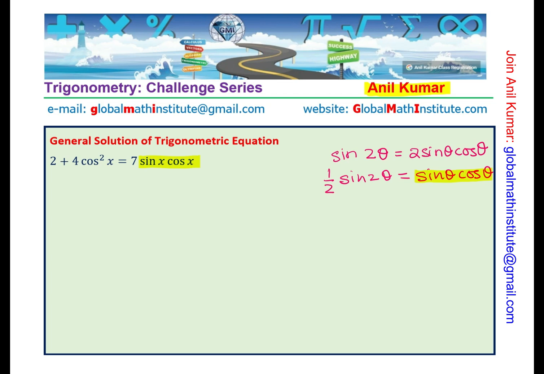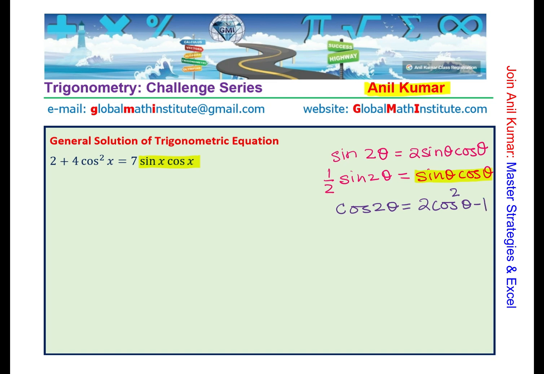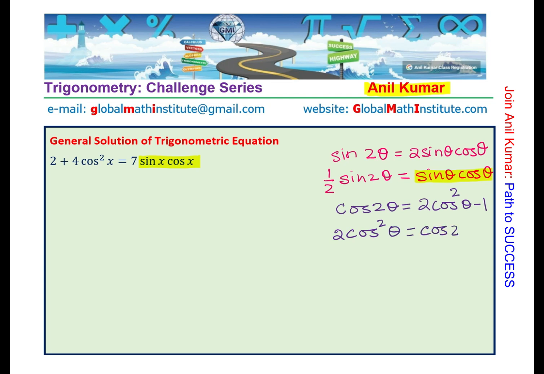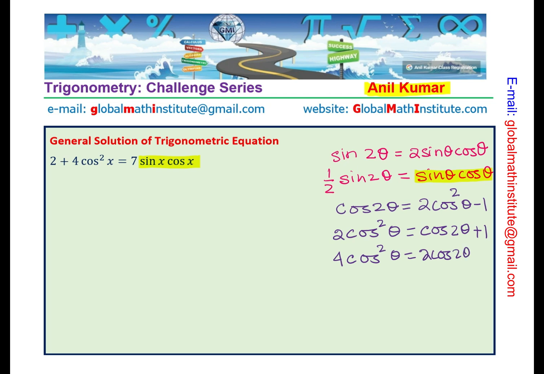Perfect. Now, looking at the left hand side, we have cos square x. I hope you remember what cos 2 theta equals. Cos 2 theta is 2 cos square theta minus 1. You can rearrange to get 2 cos square theta equals cos 2 theta plus 1. We need 4, so we'll just multiply by 2. And so you could write this as 4 cos square theta equals 2 cos 2 theta plus 2.